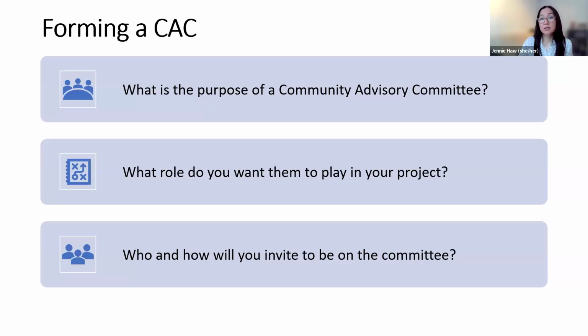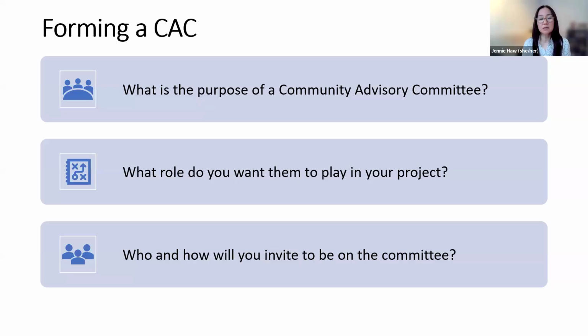Some call it a community advisory committee, community advisory group. Some projects have referred to it as peer researchers, which is a slightly different role. But I just wanted to spend a couple of slides talking about a community advisory committee or group because it can serve a really important function on a research project and in how to engage community partners. So several questions to consider. What is the purpose of a community advisory committee? Do you want them to provide guidance?